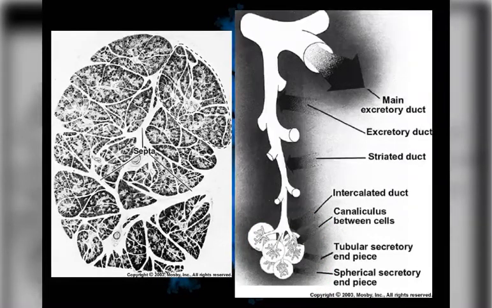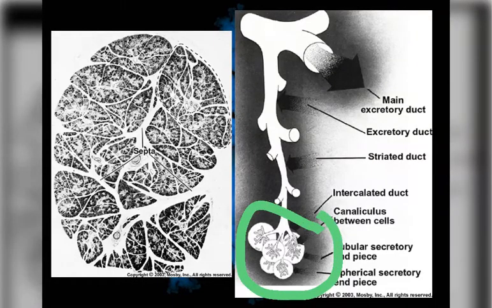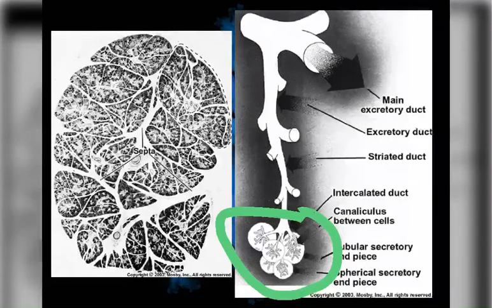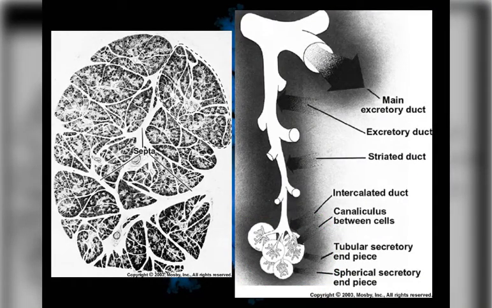Some of them are spherical actually, and some of them are tubular. The spherical ones have cells that secrete watery material called serous secretions. They are basically water plus enzymes. And some of the secretory end pieces are tubular, like this one here. They are elongated.